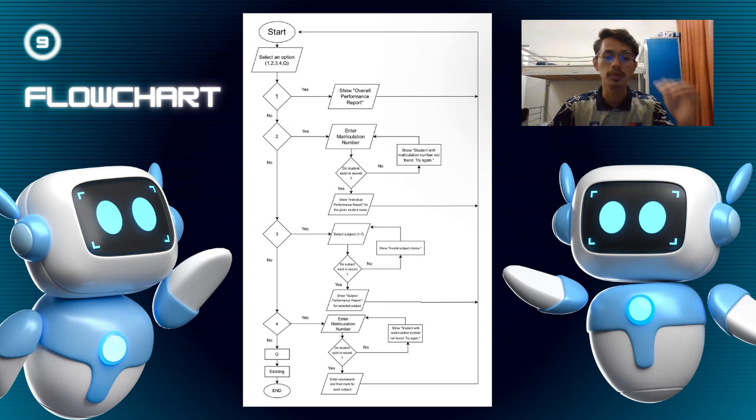So for the fourth option, you will be asked to enter matriculation number. Then the system will try to find if the student exists or not in the record. If the student does not exist, it will show student with matriculation number not found. So try again. If the student exists, you will be asked to enter coursework and final mark for each subject. So for the last option, which is Q, it will end the system, the program. I will pass to the next person.